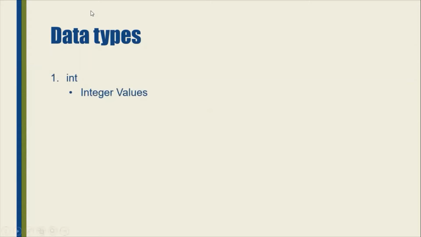The first one is int, that is nothing but integer values. So we can store positive and negative whole numbers in int, for example, 10, minus 22, 55, and so on.